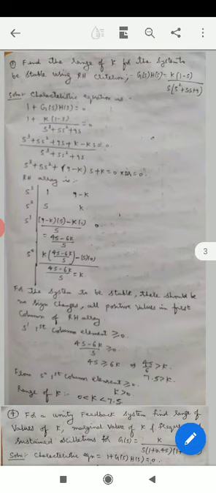Next, we'll arrange it according to the decreasing power of S. So S cube plus 5S square. For S power 1, we have two terms, so they are grouped as one term: 9 and minus K. So 9 minus K into S, plus K, equal to 0.